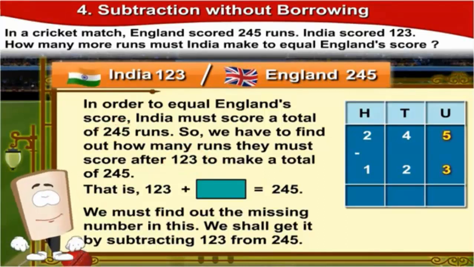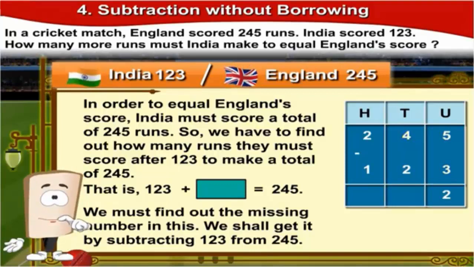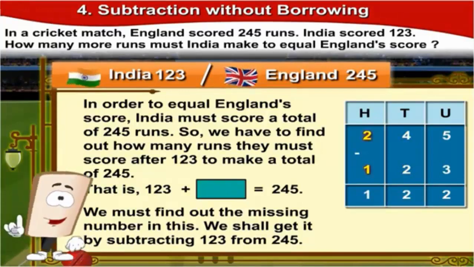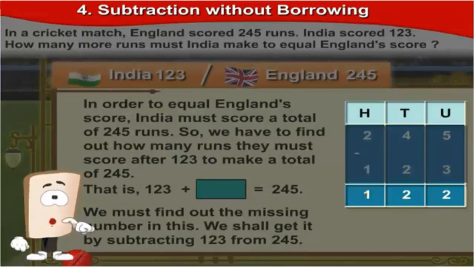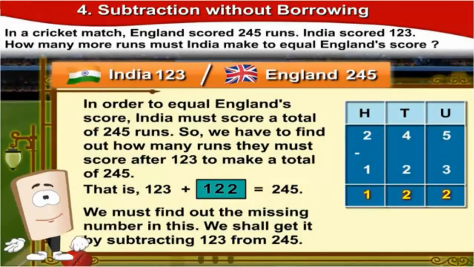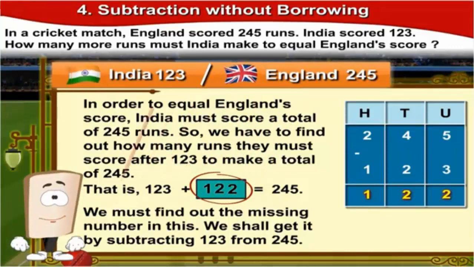Now 5 minus 3 is 2. In the tens column, 4 tens minus 2 tens is 2 tens. In the hundreds column, 2 hundreds minus 1 hundred is 1 hundred, which means it is 122. Therefore, India must make 122 runs more in order to equal England's score.